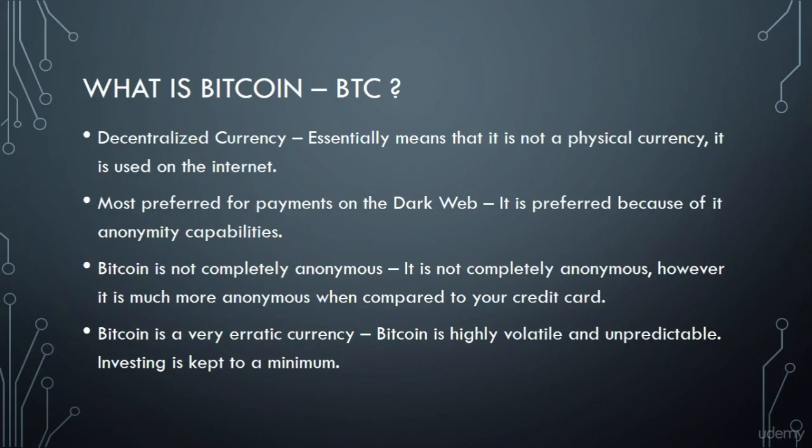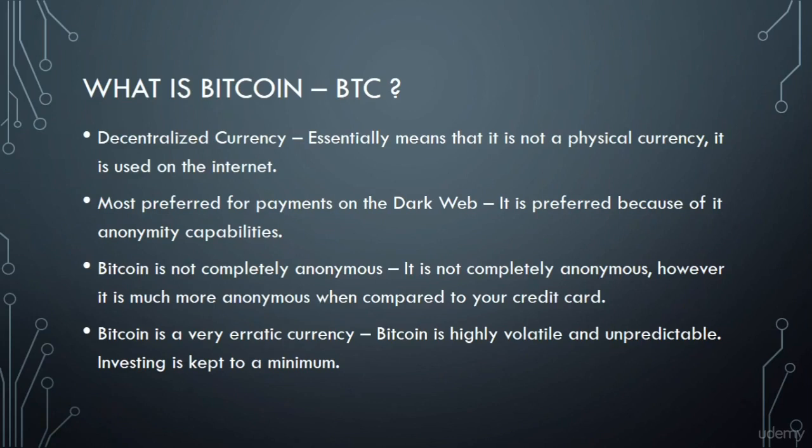So Bitcoin, firstly, is a decentralized currency, which essentially means that it's not a physical currency. It's used on the internet. So it's not a currency that you can basically have physically. It's a currency that is essentially worth value on the internet or digitally. So if today the internet were to collapse, Bitcoin would also collapse with it. However, it does have value because the internet is such a widely used tool.